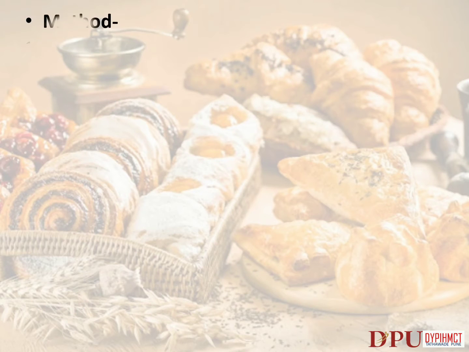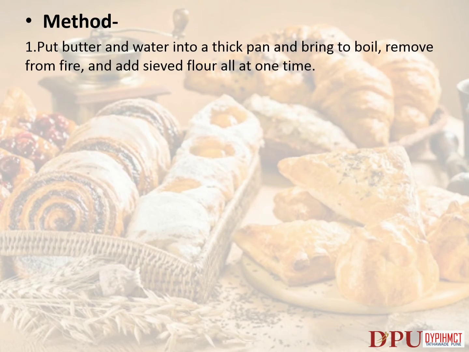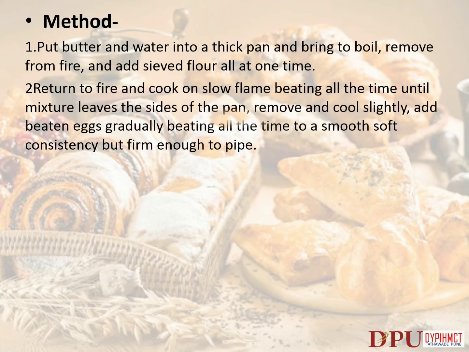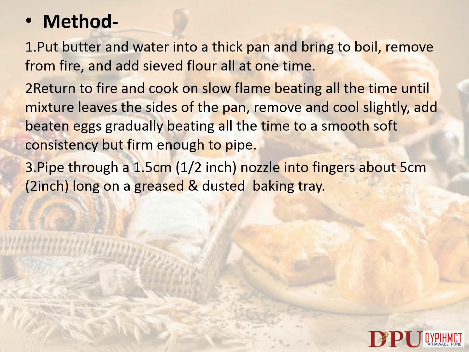Method: 1. Put butter and water into a thick pan and bring to boil, remove from fire, and add sieved flour all at one time. 2. Return to fire and cook on slow flame, beating all the time until the mixture leaves the sides of the pan. Remove and cool slightly, add beaten eggs gradually, beating all the time to a smooth soft consistency but firm enough to pipe. 3. Pipe through a 1.5 cm, half inch nozzle into fingers about 5 cm, 2 inch, long on a greased and dusted baking tray.